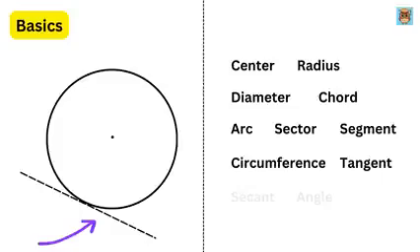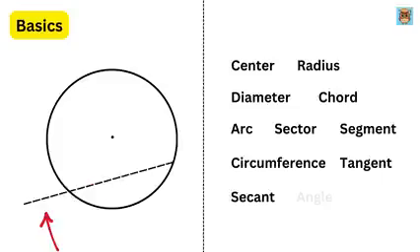Then a tangent to a circle is a straight line that touches the circle at exactly 1 point without crossing it. And a secant is a straight line that intersects the circle at 2 distinct points.